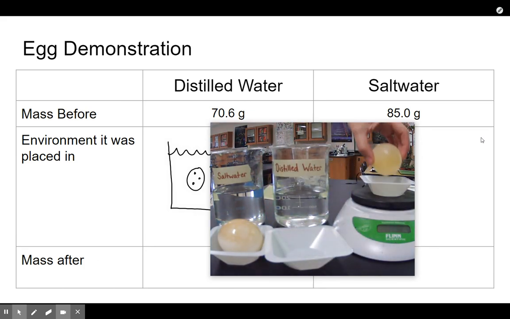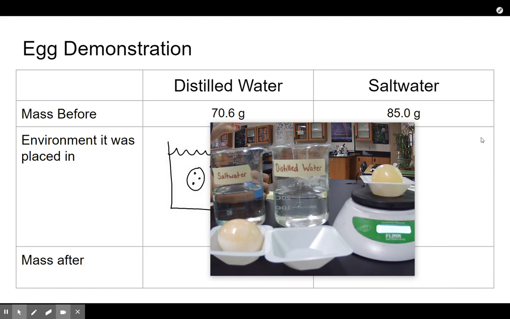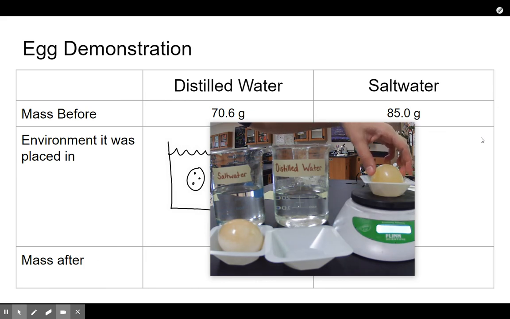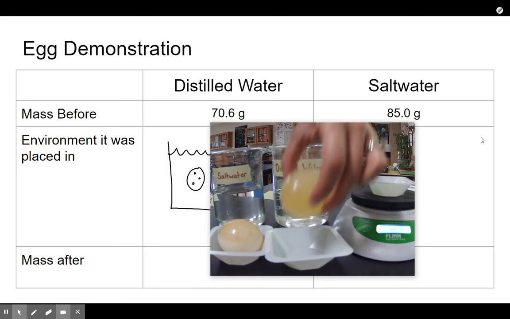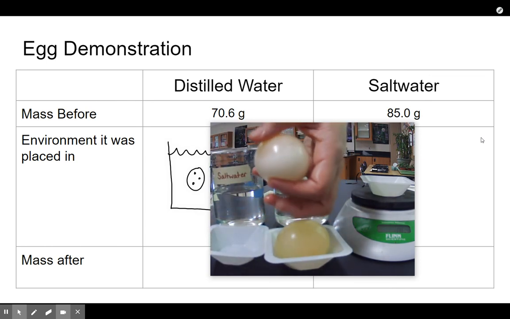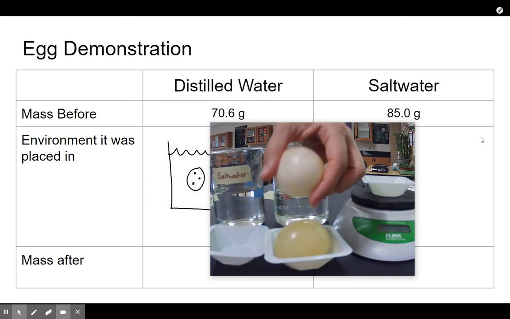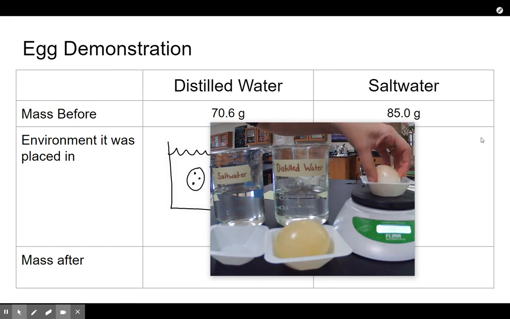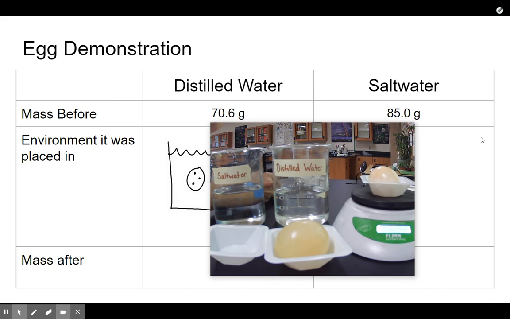So our distilled water egg started at 70.6 grams. It now has a mass of 79 grams exactly. So write that down where you were recording your data for this demonstration. The egg that was in the salt water here, you can take a look at that, started with a mass of 85 grams, and it is down to 75.6.